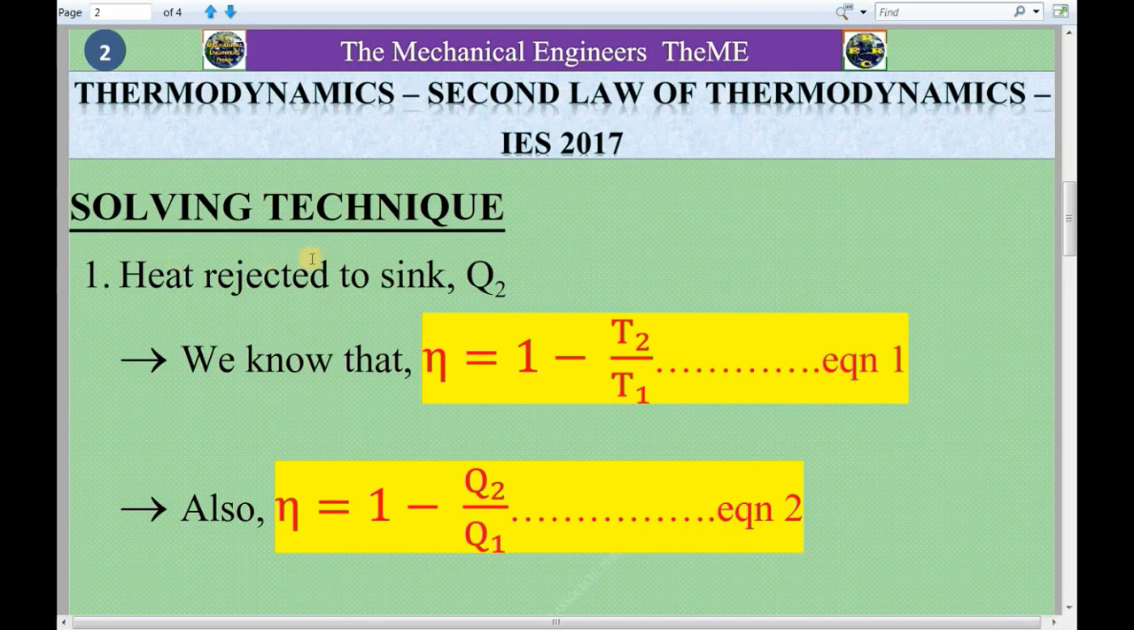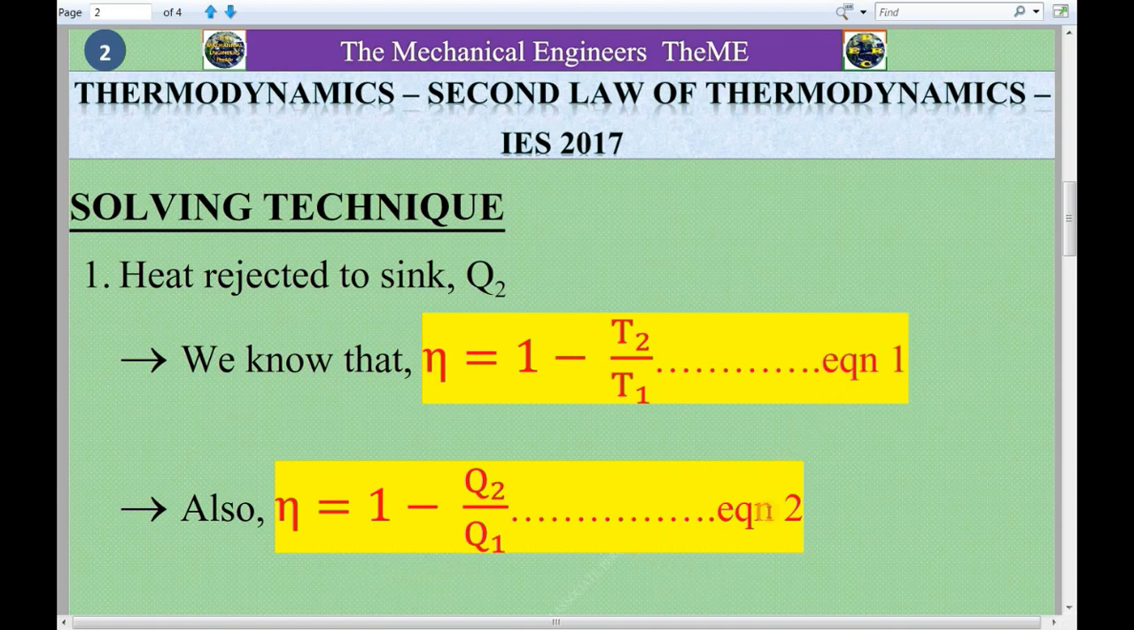Now I will move to the solving technique. Amount of heat rejected to the sink is taken as Q2. For finding the value of Q2, we have to use the formula of efficiency of heat engine. The efficiency of heat engine has two formulas: eta is equal to 1 minus T2 by T1, and eta is equal to 1 minus Q2 by Q1, where eta is the efficiency of heat engine. Take eta is equal to 1 minus T2 by T1 as equation 1 and eta is equal to 1 minus Q2 by Q1 as equation 2.